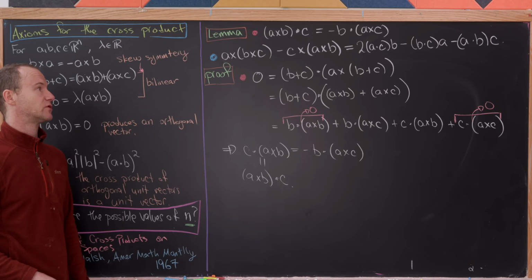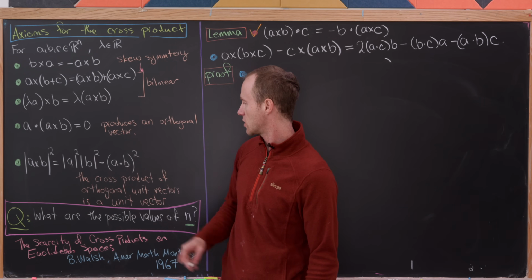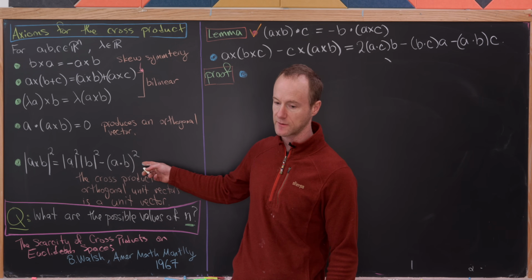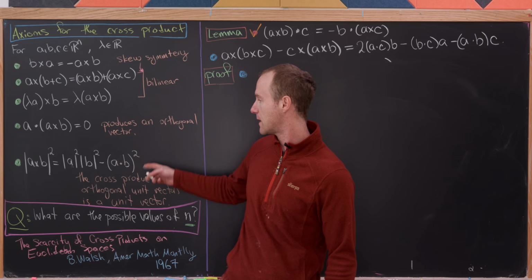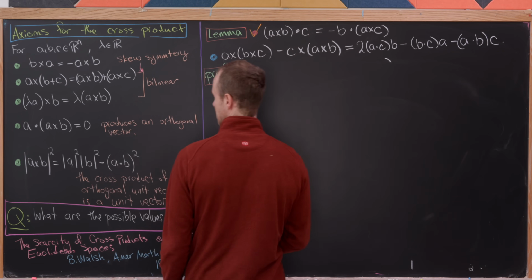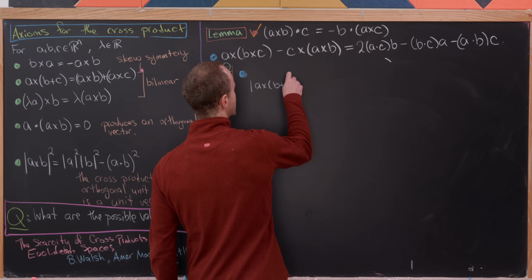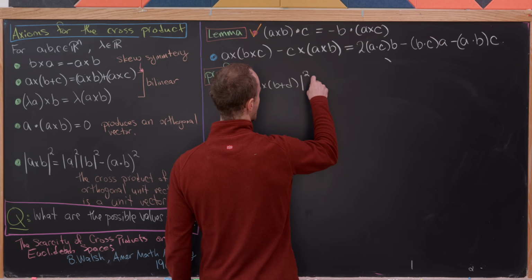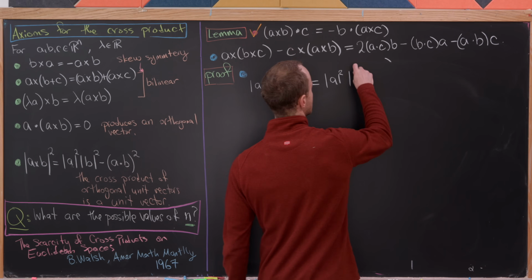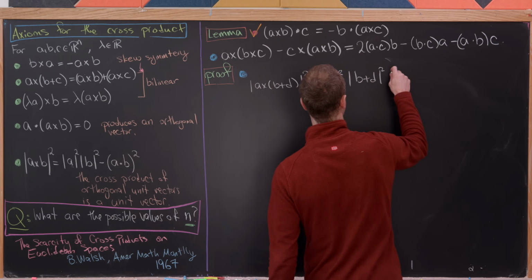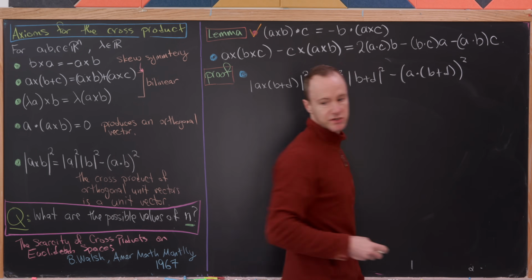Now let's move into proving the second rule. For the second rule, we're going to start with this equation right here, but we're going to replace B with B plus D. So let's see what that leaves us with. We'll have the length of A cross (B plus D) squared is equal to the length of A squared times the length of B plus D squared, minus (A dot (B plus D)) all squared.